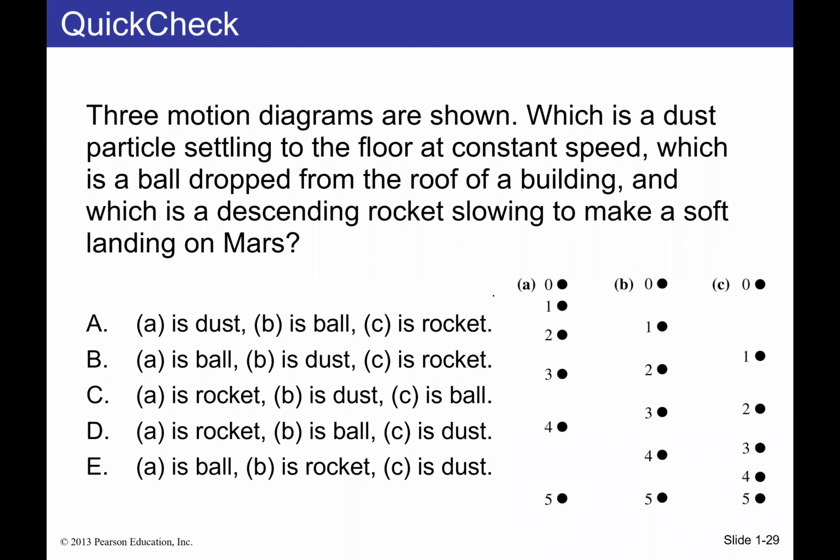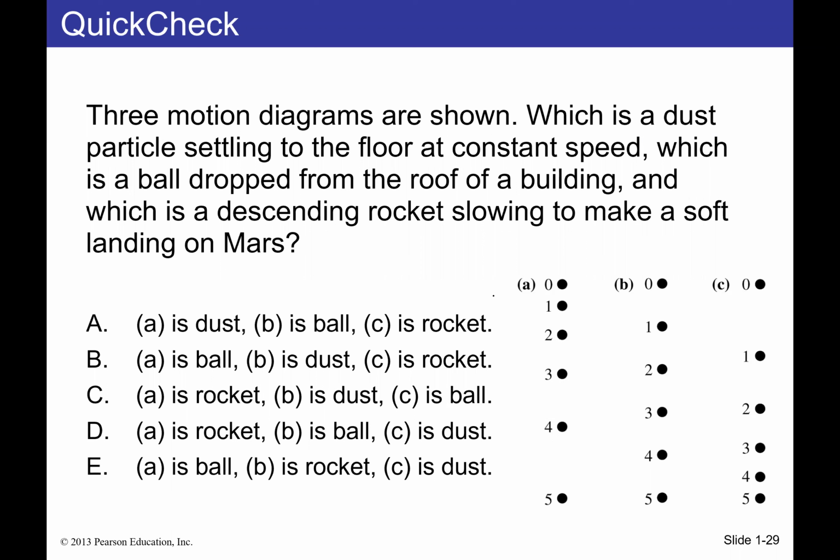All right, so here's one more example in terms of a quick check. In this chapter I'm going to do a couple of those, but generally I'm going to expect you guys to do the rest of them. So we have 3 motion diagrams as shown: which is a dust particle settling to the floor at a constant speed, which is a ball dropped from the roof of a building, and which is a descending rocket slowing to make a soft landing on Mars.